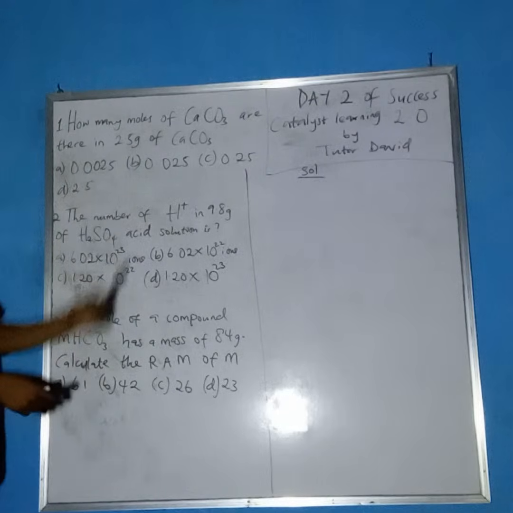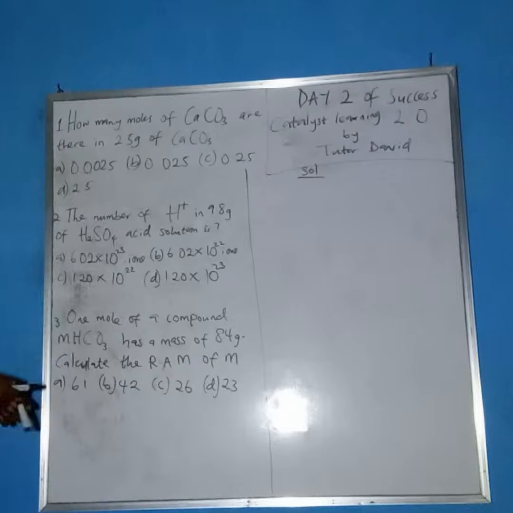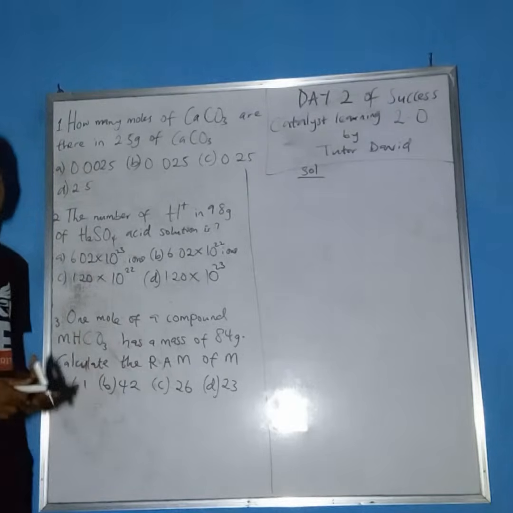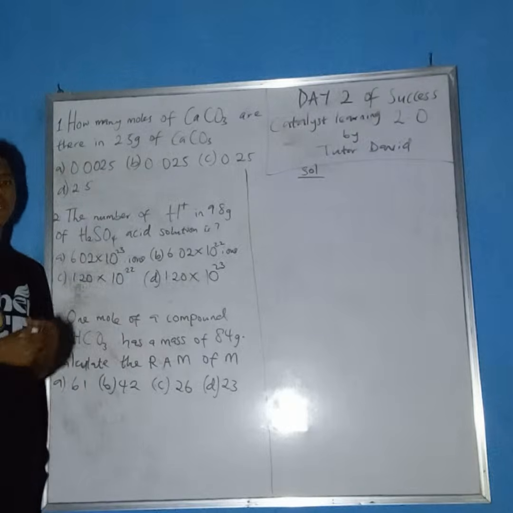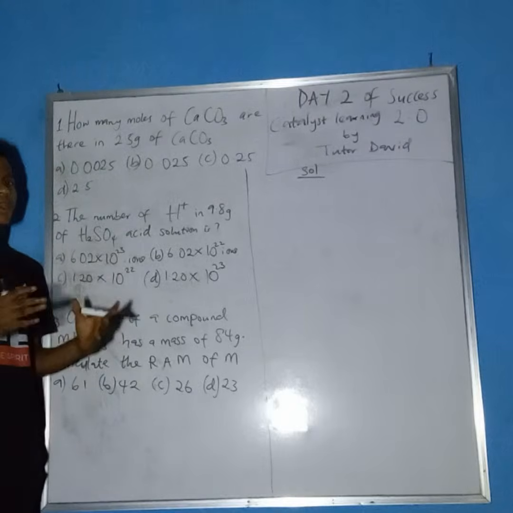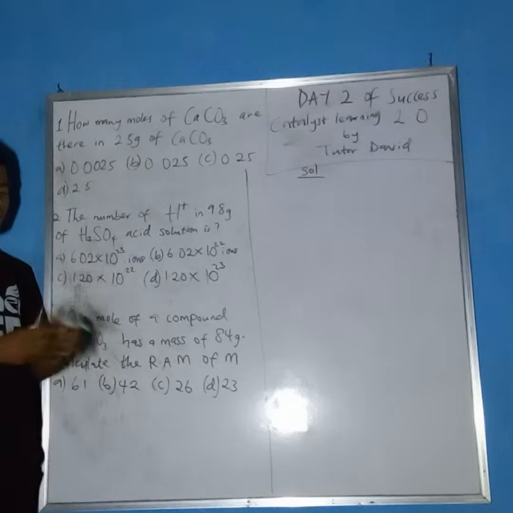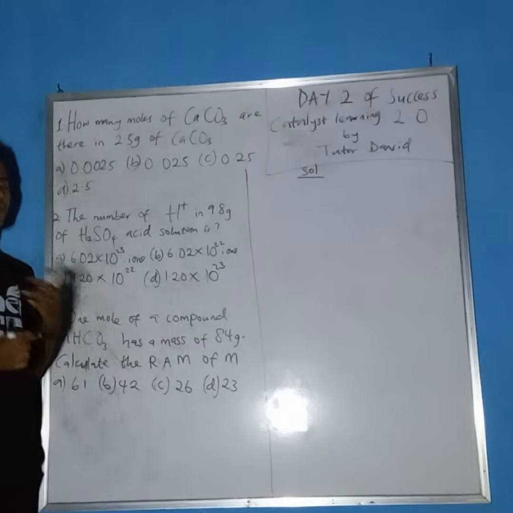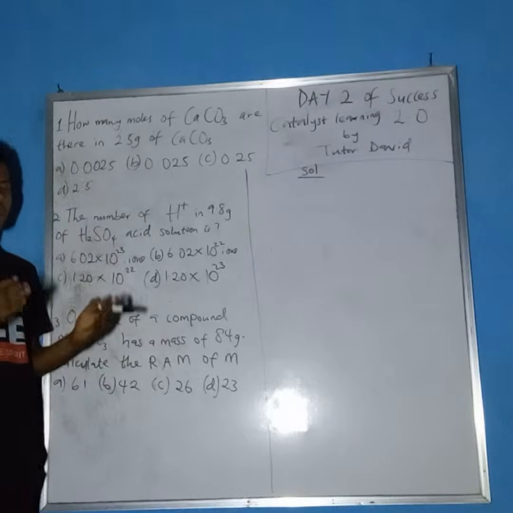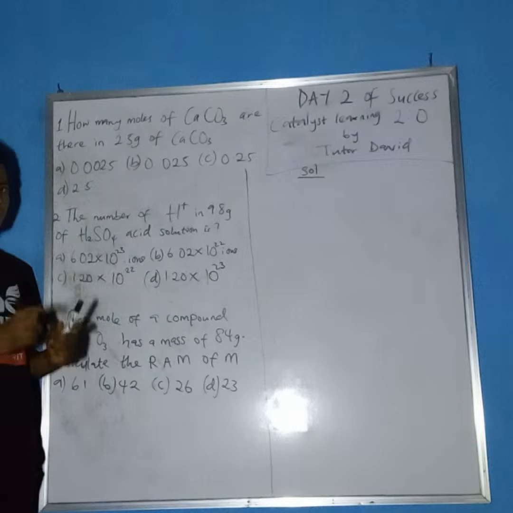Now, the first question says, how many moles of calcium trioxocarbonate(IV) are there in 2.5 grams of the compound? This is under the mole concept. You agree with me that whenever we are calculating molar mass, what we are doing is adding the individual atomic masses of the elements together in the compound. So if I say the molar mass of this compound, I'm saying this is the weight in grams of one mole of that compound.